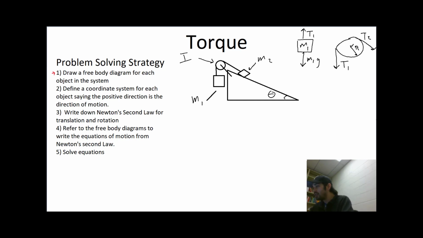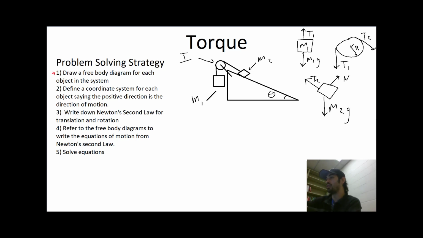The next thing we'll have is the free body diagram for M2. This one's a little bit complicated, but it's not terrible. Let's assume there's no friction. There's going to be a normal force N, a gravitational force down, M2G, and also a tension up. This is T2. So now we've drawn our free body diagrams.